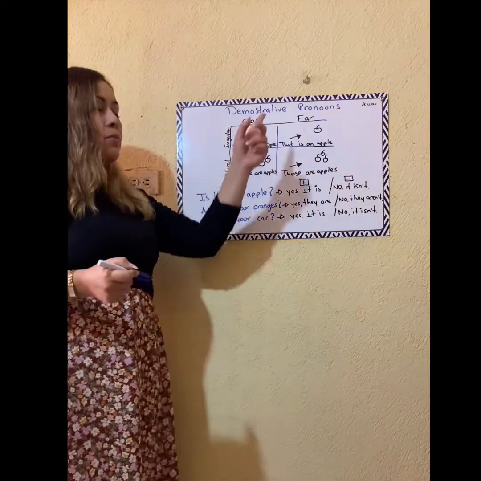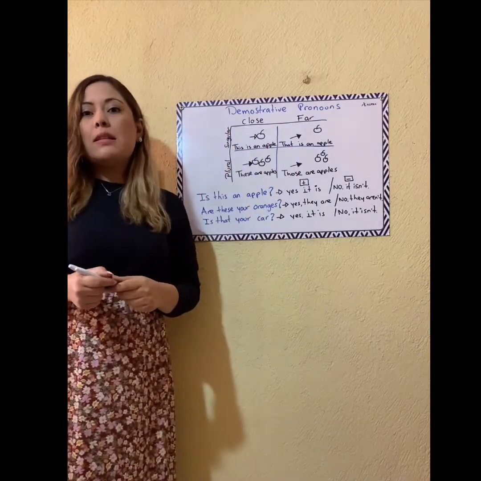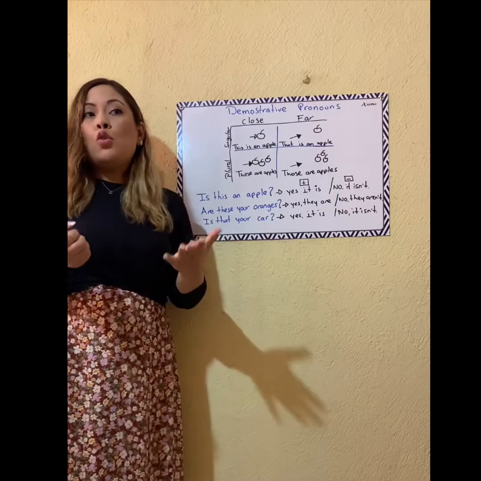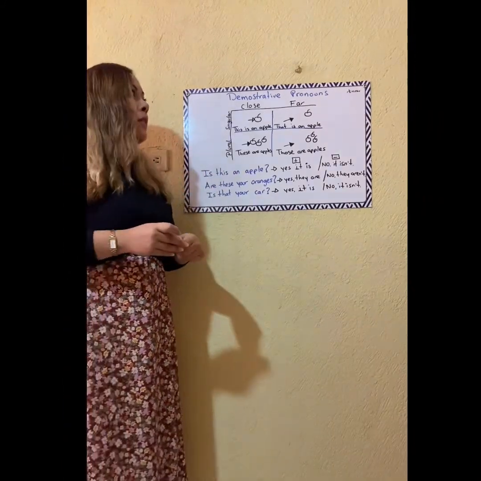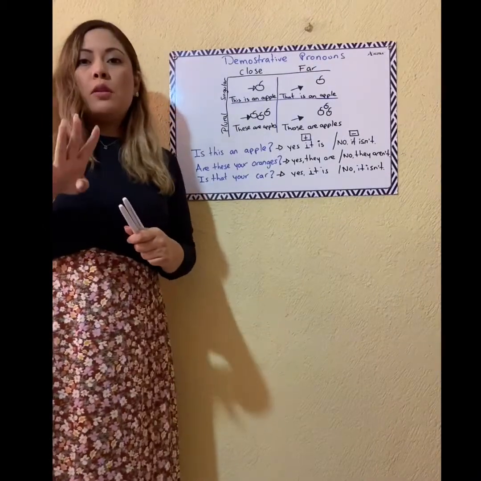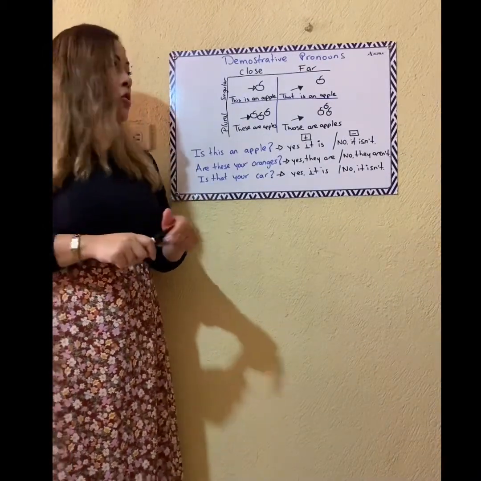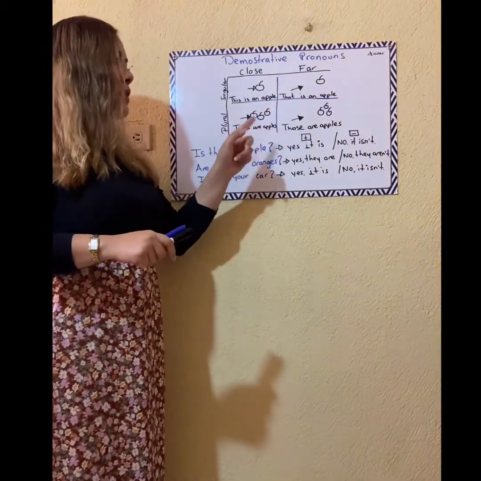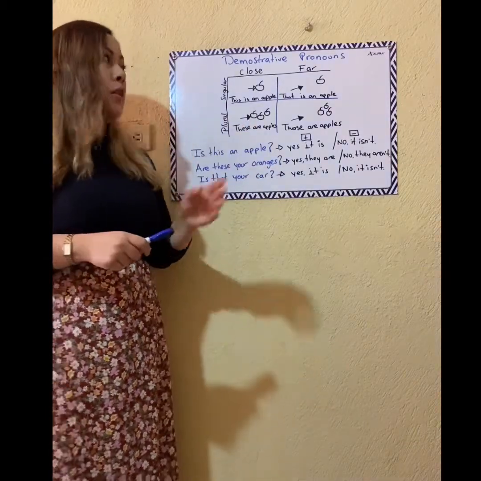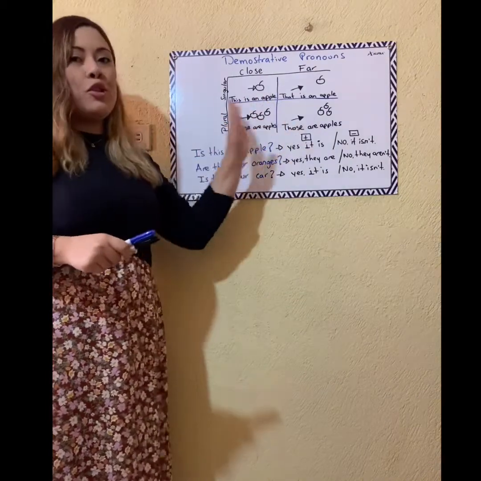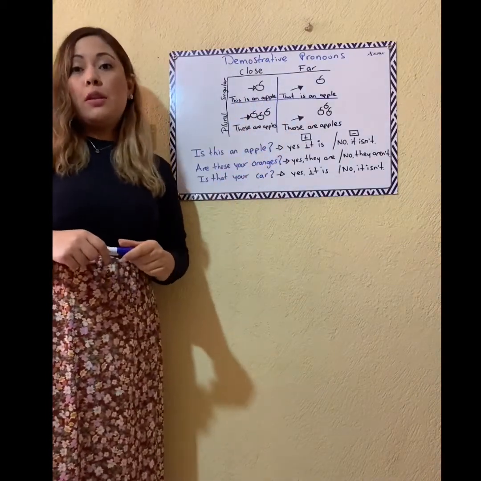The demonstrative pronouns, as the name says, help us to refer to things, okay? And we have 4 demonstrative pronouns in English: this, that, these, and those. What is the difference between them? I decided to draw this chart to explain the difference.